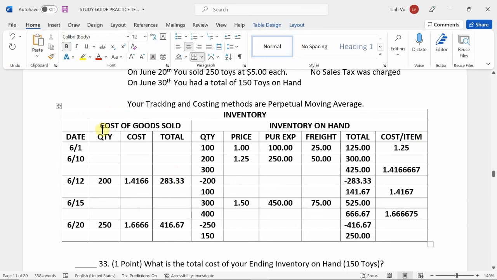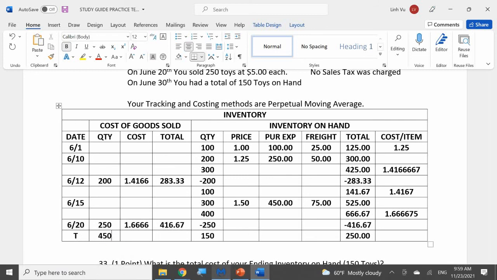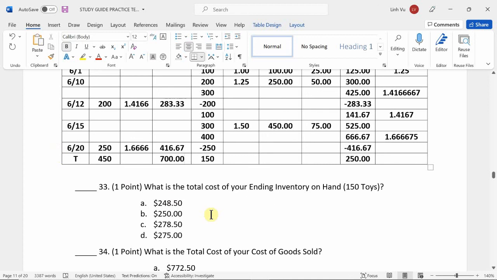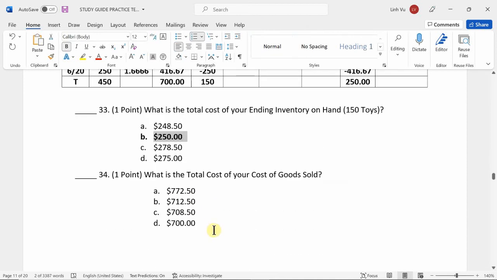$250. Okay. And of course, we need to add up our totals here as well. So T for total. In this case, I sold 450 units at a grand total amount of $700. Yes. Perfect. Okay. All right. So then let's answer the question here. Your ending inventory balance is going to be $250, right? And of course, your cost of goods sold ends up being $700.